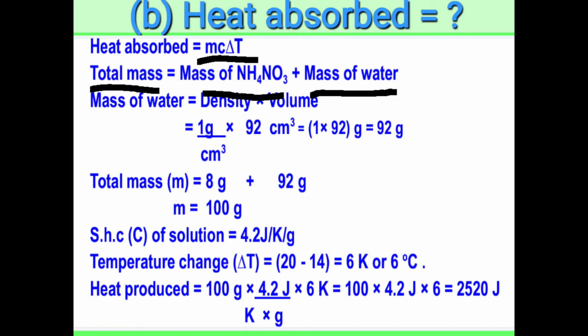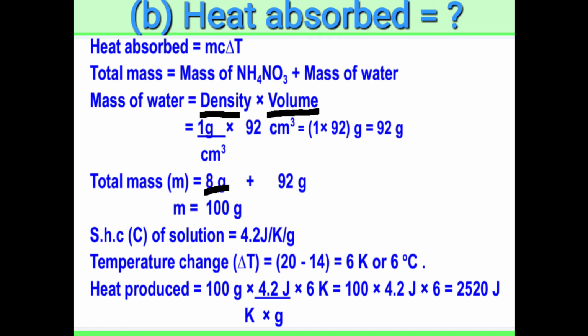Do we know the mass of ammonium nitrate? Yes, they gave us the mass of ammonium nitrate. It is 80 grams. Do we know the mass of water? No, but we can calculate it. We can calculate it from the expression for mass, which is density times volume. Do we know the density for water? Yes, it is 1 gram per cubic centimeter.